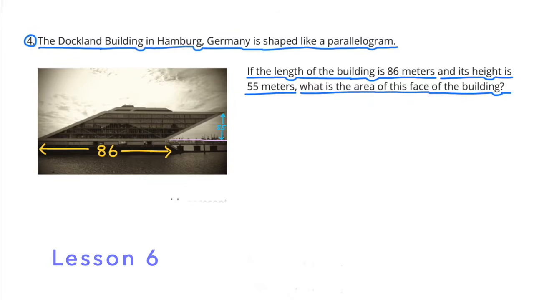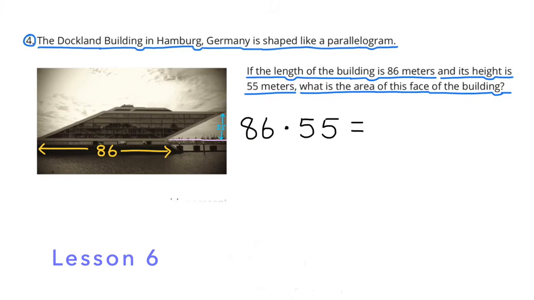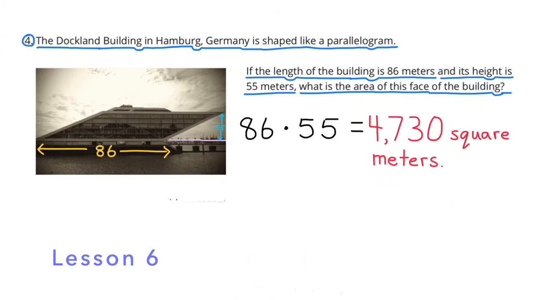86 meters represents the length in yellow, and 55 meters represents the height in blue. 86 meters times 55 meters equals 4,730 square meters. The area of the face of the building is 4,730 square meters.